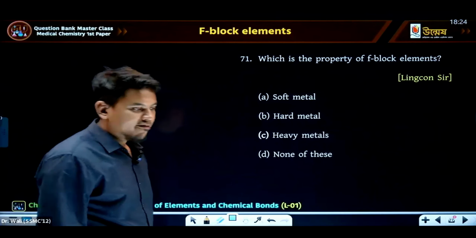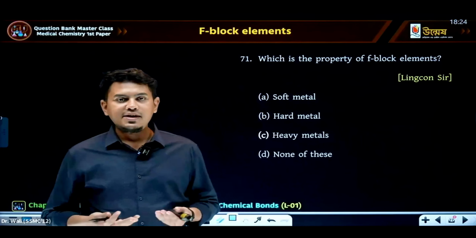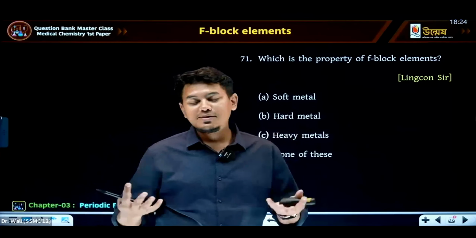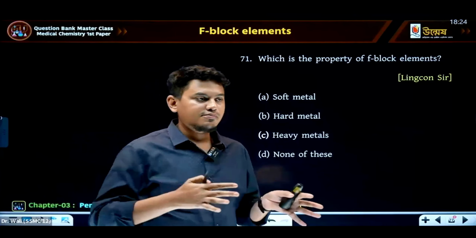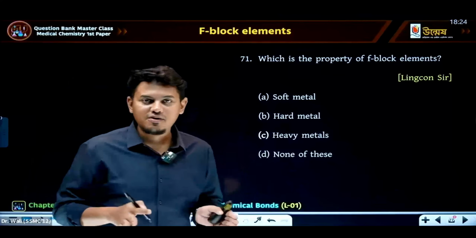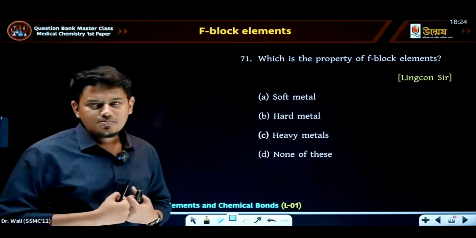Which is the property of F block elements? F block elements are quite opposite to S block elements. They are heavy, they have high density, they are more metallic in nature, they have high melting and boiling points, and mostly they have an inner group within the block, which is the inner transition element, which is not found within the S block elements.